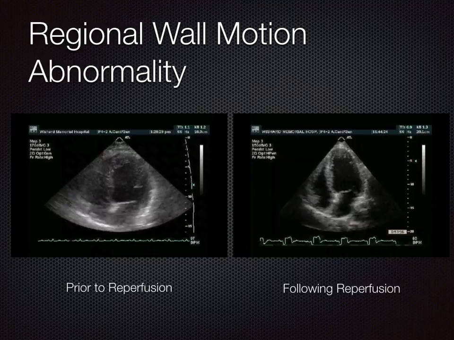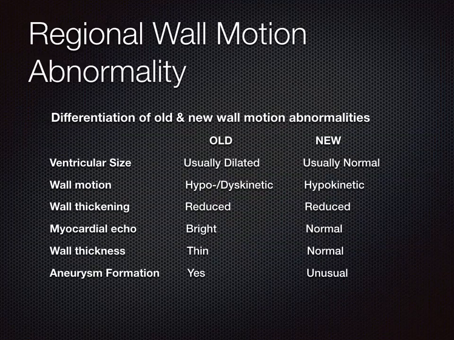Okay, so how do you know if something's new or old? Well, the signs of old infarcts can easily be seen because they have different appearances. So often with an old significant infarct, there may be dilation of the ventricle, there may be reduced or abnormal movement of the ventricle wall, and they become less thickened, or certainly less than 10 millimeters, bright, thin, and more likely to form aneurysms.